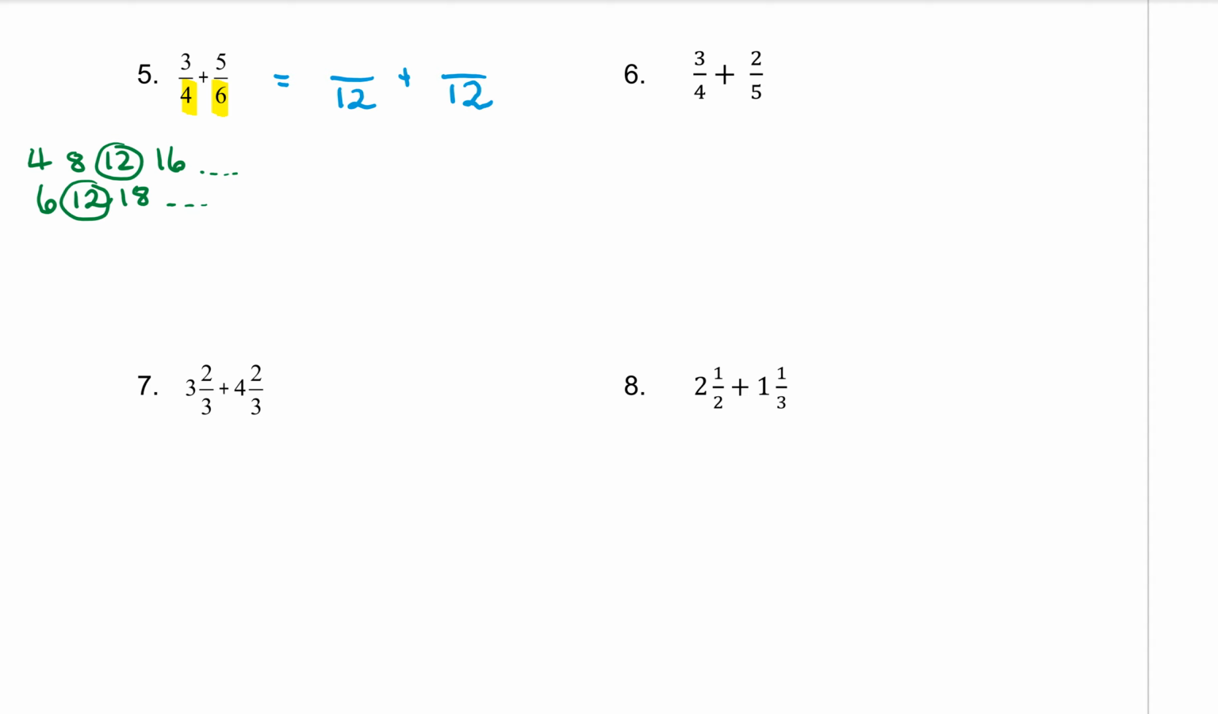Now, I need to go from 4 to 12. I would need to multiply by 3. So I multiply 3 by 3. 3 times 3 makes 9 to go in that missing spot there.